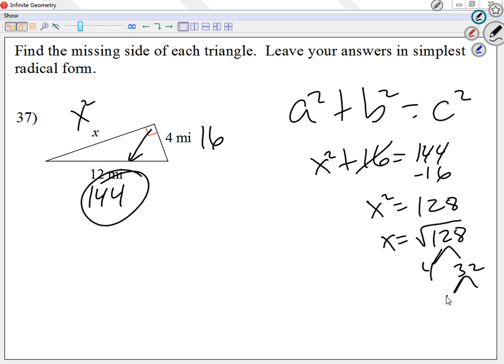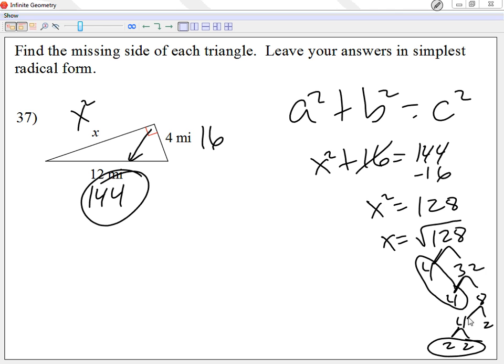32, I'm thinking of 4 times 8. I see a group of 4. Even though I can split them, I'm just going to group them up. My 8, I'm thinking of that as 4 times 2. And my 4, I'm going to split it as 2 times 2. So I get another group. Notice I have 2 groups.